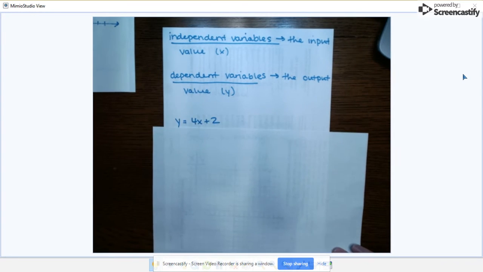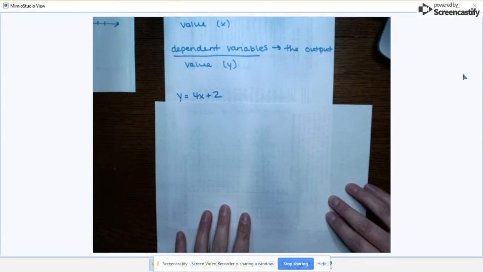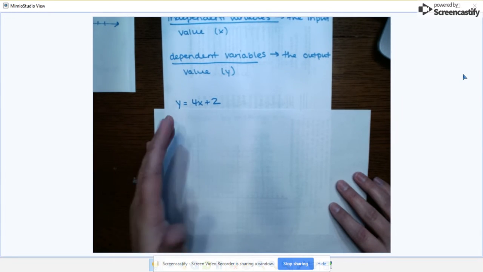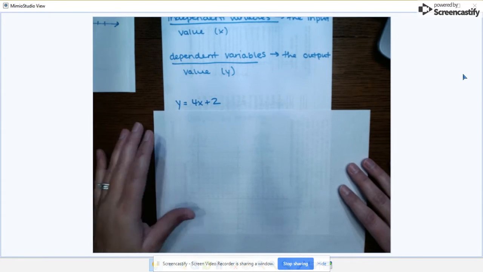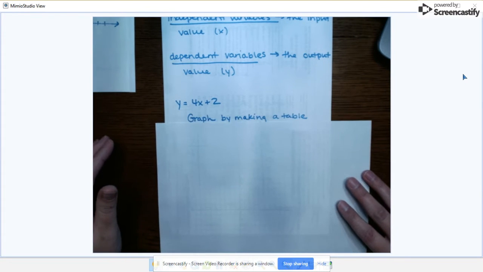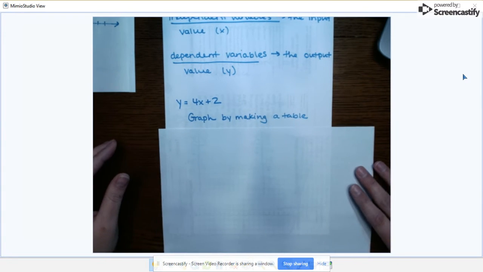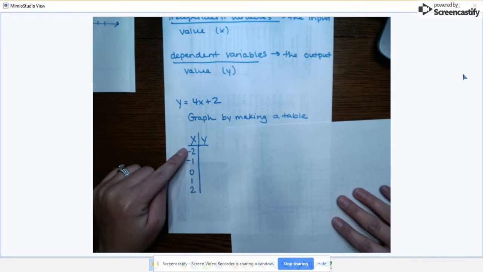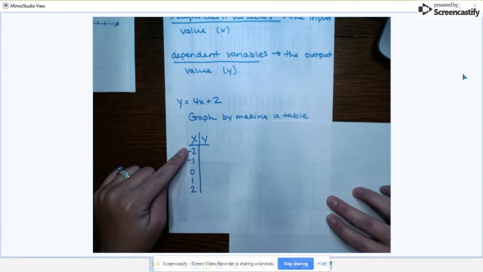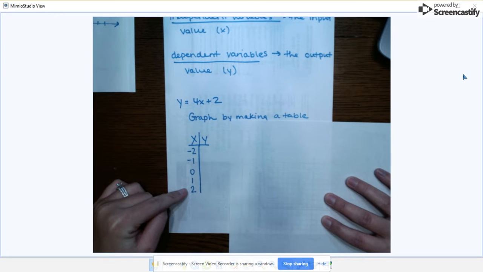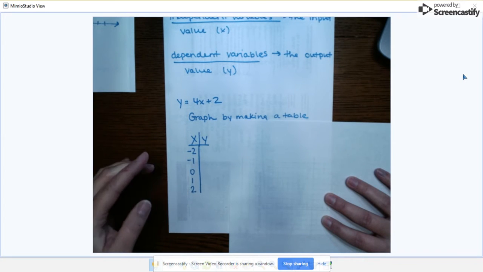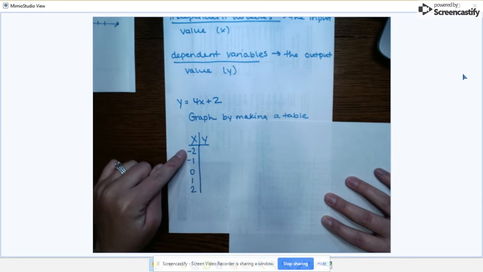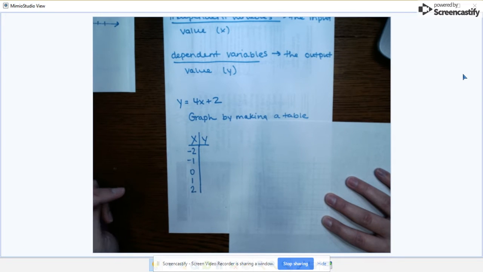So we're asked to graph this equation. Well, it has x's and y's, and we now know how to graph points. So in order to graph, we're going to have to make an xy table. Well, when we make an xy table, we choose those independent variables. Those are the ones that we have the say or decision in. So I'm going to use -2, -1, 0, 1, and 2 as my x values.